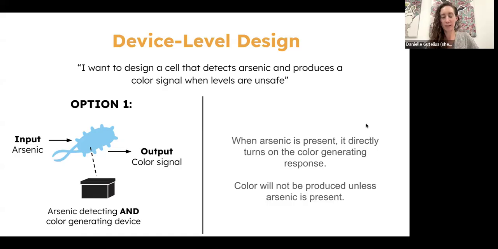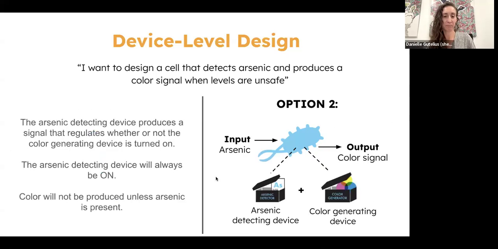So in this one device system, when arsenic is present, it directly turns on the color generating response. So in this system, color will not be produced unless arsenic is present, which is what we want. Great. You could do it this way.